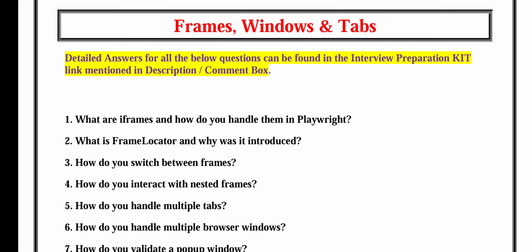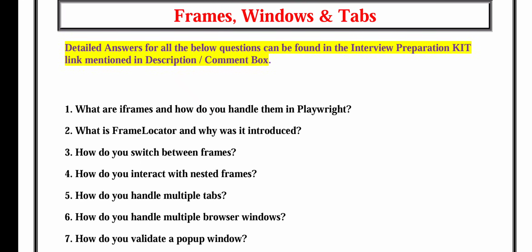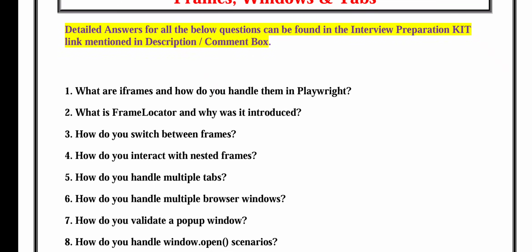Let's start discussing what are iframes and how do you handle them in Playwright. What is a frame locator and why was it introduced? How do you switch between the frames? How do you interact with nested frames? How do you handle multiple tabs? How do you handle multiple browser windows?